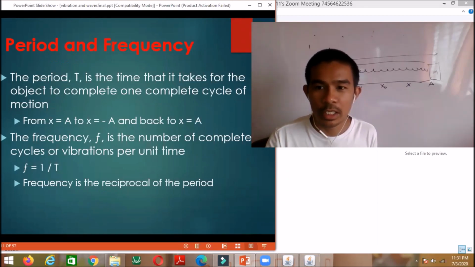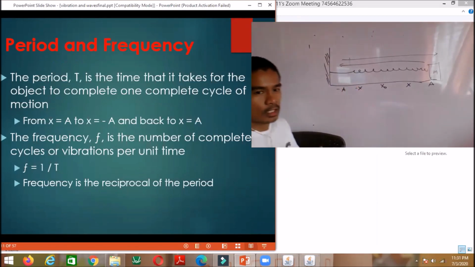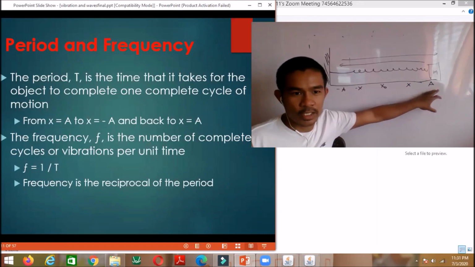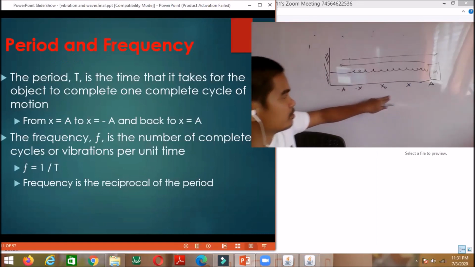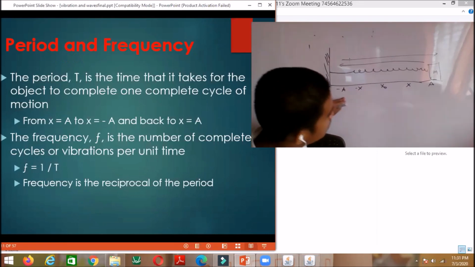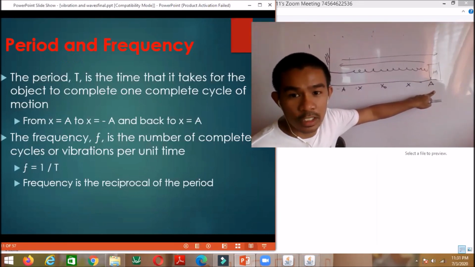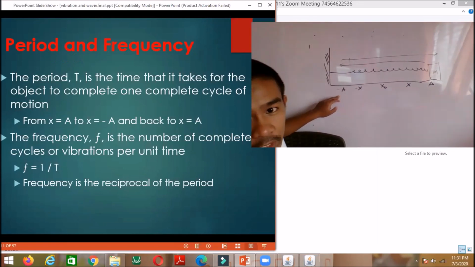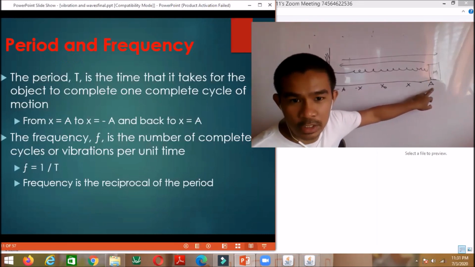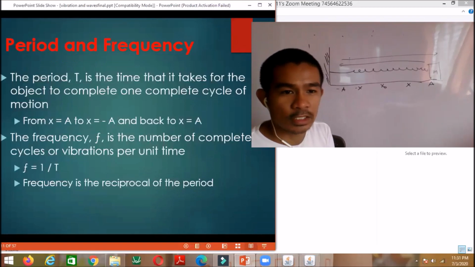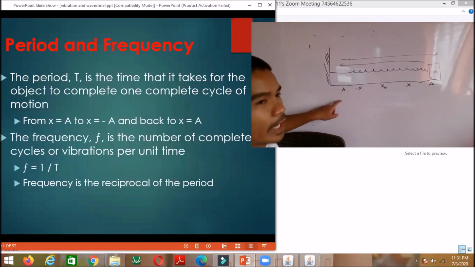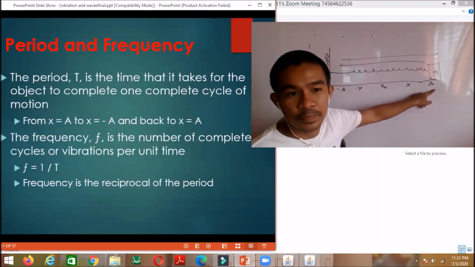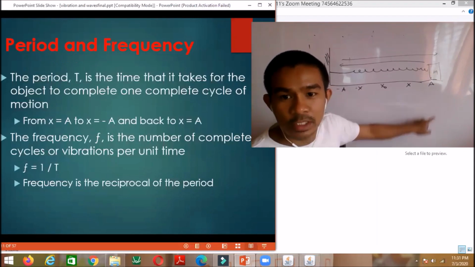So what is one cycle in a simple harmonic motion? One cycle will start if you stretch the spring or bring the mass to A and then release it. When the mass moves from A, then back to negative A, and then back to A, that is one cycle. And the amount of time it takes to move from A to negative A, then back to A, is what we call period. Since that is time, the standard unit is second.